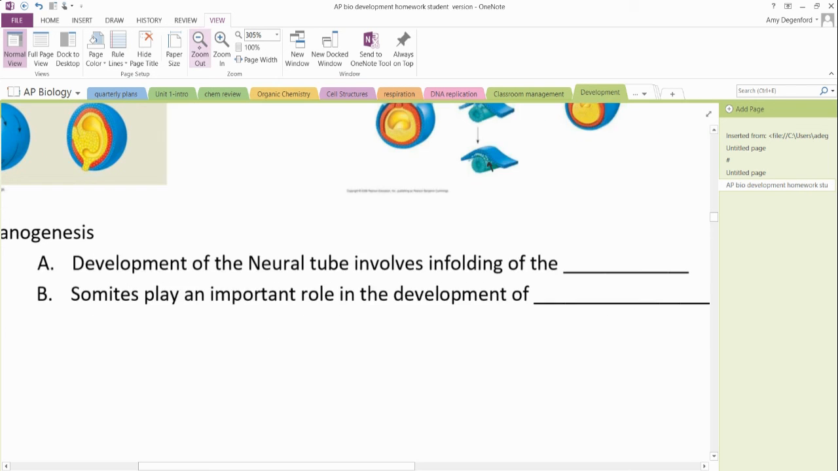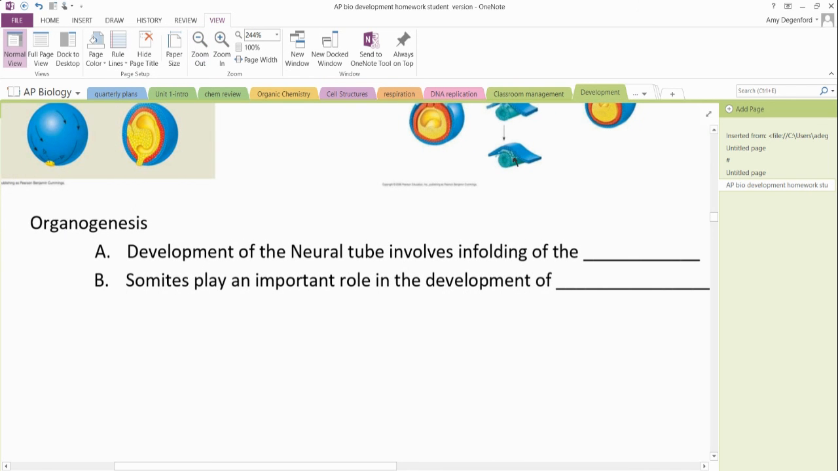So after gastrulation, we see the organogenesis. Everything just goes full speed ahead. All of these cells becoming a part of a system and being dedicated to doing a job and having an identity. And so the development of the neural tube involves infolding of the ectoderm, and that's why we can have something on the outside folding in to form something on the inside.